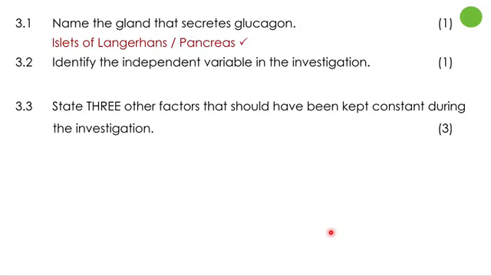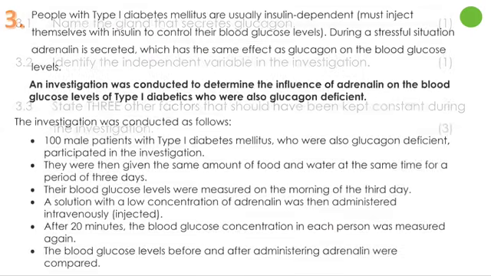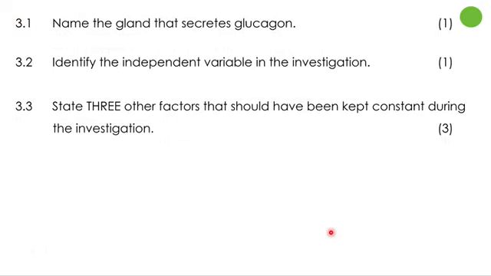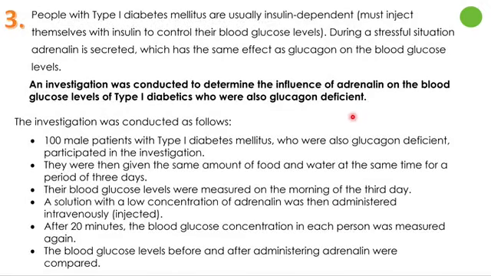Identify the independent variable in this investigation. That's why I said highlight the aim of the investigation, sorry. So if I go back to the aim of the investigation, to determine the influence of adrenaline on what? On the blood glucose levels of type 1 diabetes. So what am I going to measure? I'm going to measure the blood glucose levels, so that will make the blood glucose levels the dependent variable.